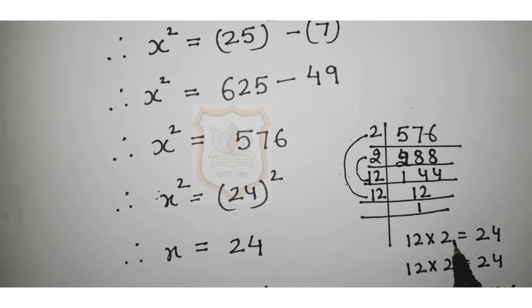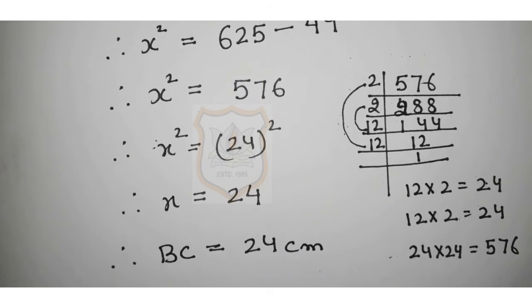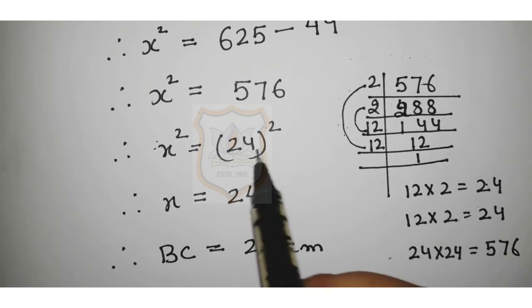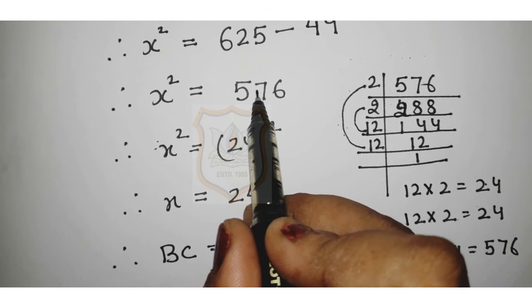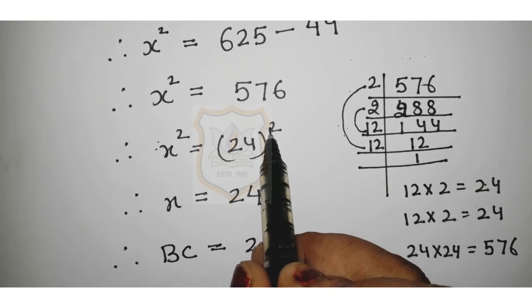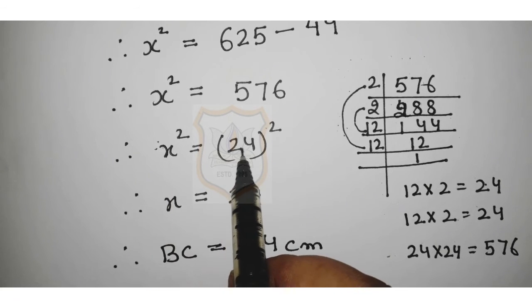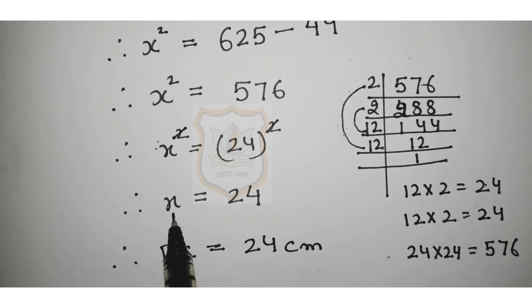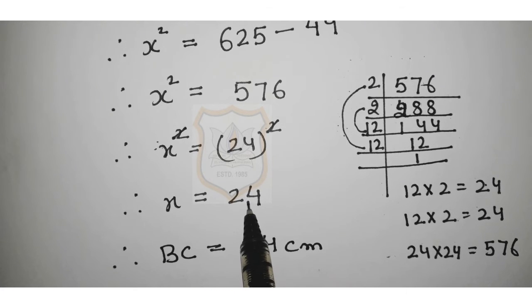So 12 into 2 is equal to 24, and 12 into 2 is equal to 24. So we can say that 24 into 24 is equal to 576. So student, in place of 576, we can write 24 square. So X square is equal to 24 square. Now again this square cancels. So the value of X is equal to 24.